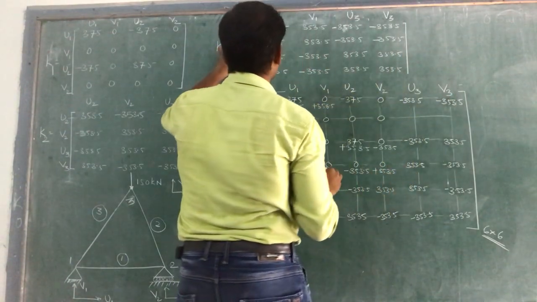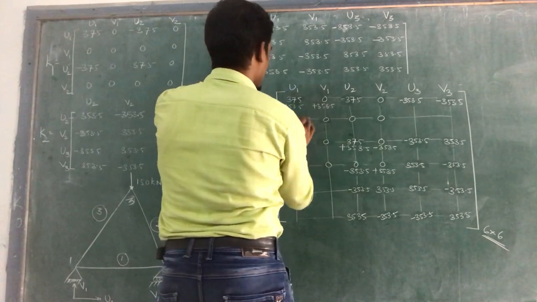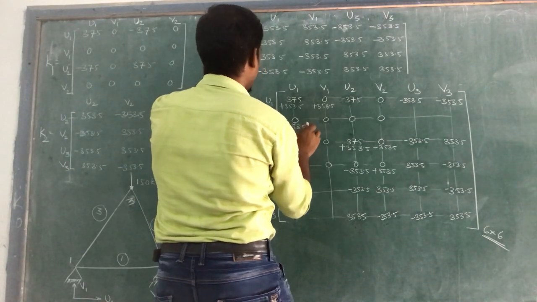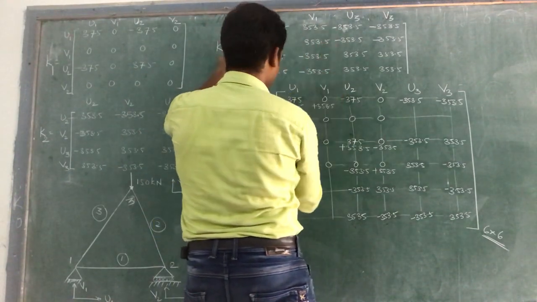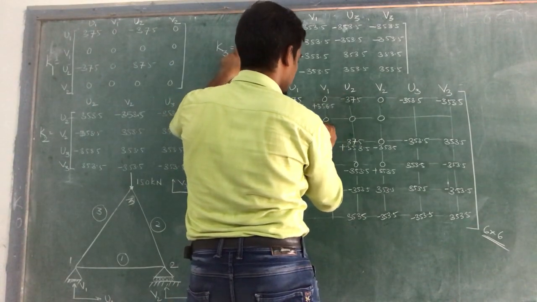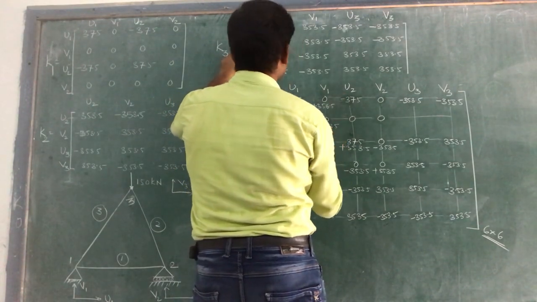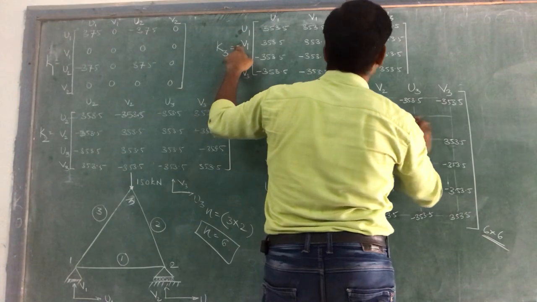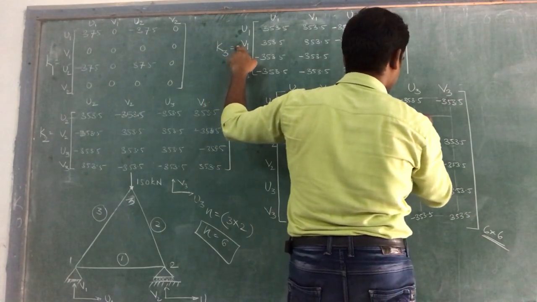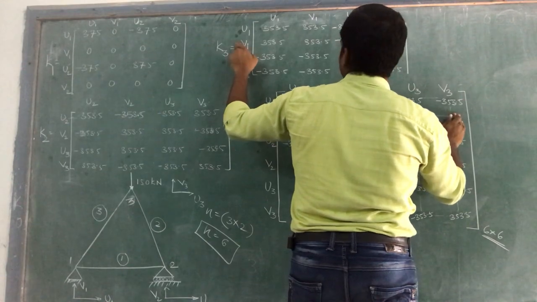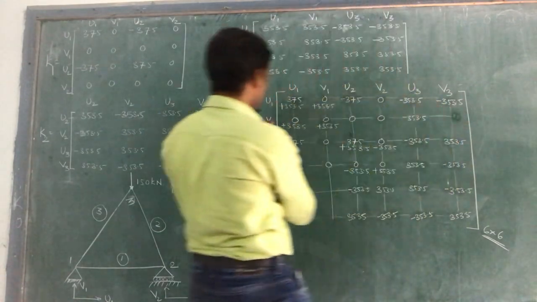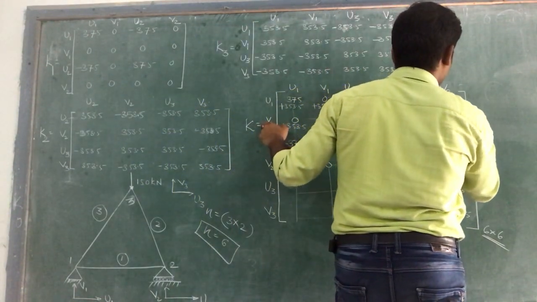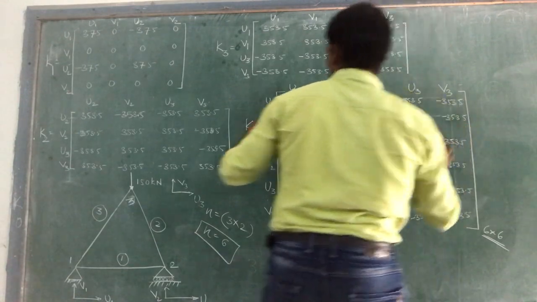Now V1 row and U1 column. So this is the element, so 0 plus 353.5. Now V1 row, V1 column. Here is the value plus 353.5. Now V1 row and U3 column. So here is the value minus 353.5. And similarly V1 row and V3 column. So this is the minus 353.5.